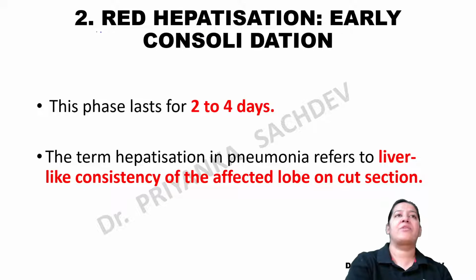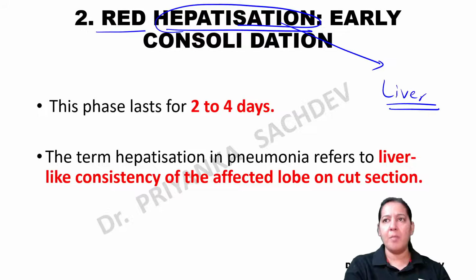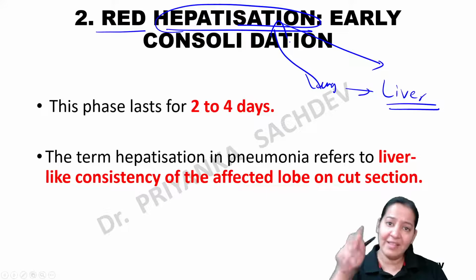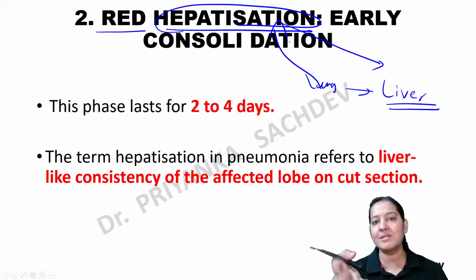Coming to the second stage, red hepatization. What do you mean by hepatization? Hepatitis word is liver. You will say, ma'am, come on, are you teaching us lung or liver? Inside the lung, how did hepatization come? Inside the lung, liver? How can you find the liver inside the lung? I am teaching you lung. Pneumonia occurs in lung, not in liver.